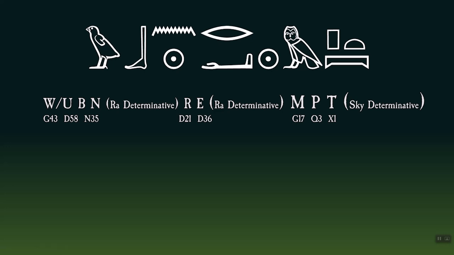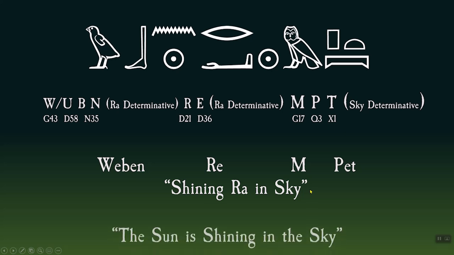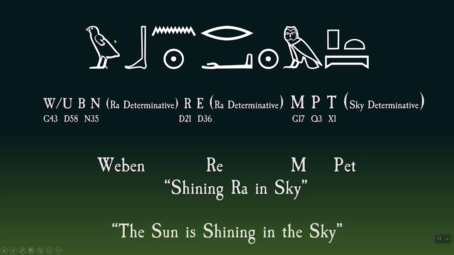And if you'd like, take some more time with it. You can go through the dictionary if you want. You can punch these codes in and test your skills. But the translation is Weben Ra Mapet, which means shining Ra in the sky, or the sun is shining in the sky. Right? This is our translation.